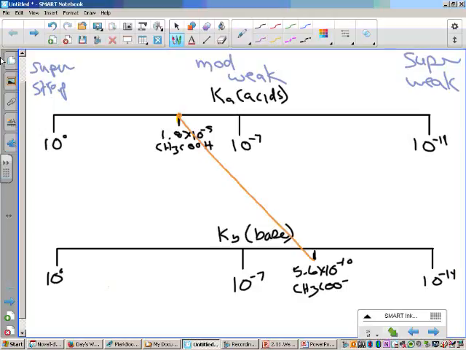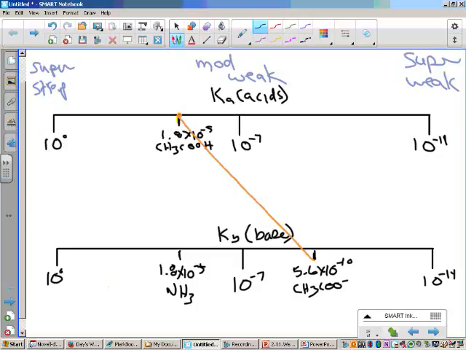That's great. Let's take a look now at a base. Somebody find me the Kb for NH3, ammonia. What do we got? Yep. Handily, it's the same as the Ka for acetic acid, 1.8 times 10 to the negative 5. That's for NH3. So NH3 is a moderately weak base. It's slightly stronger than that midpoint.